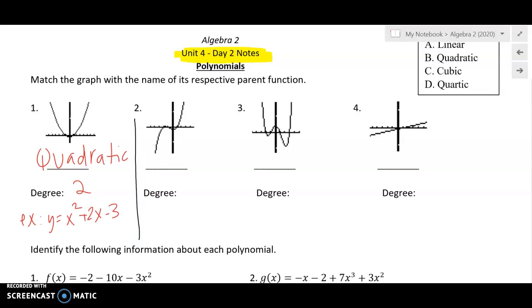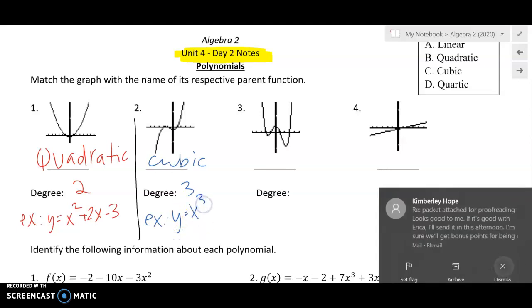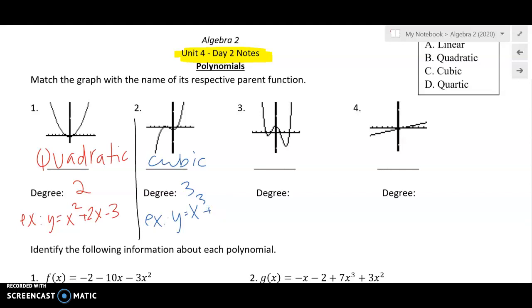Okay, the one next to it has more curve to it, kind of like an S-ish shape. This one is what we call a cubic function. Cubic functions are degree 3. So this one would have an exponent of 3, so something like x to the third plus 2x minus, I don't know, 5, something like that, where the highest exponent is a 3.